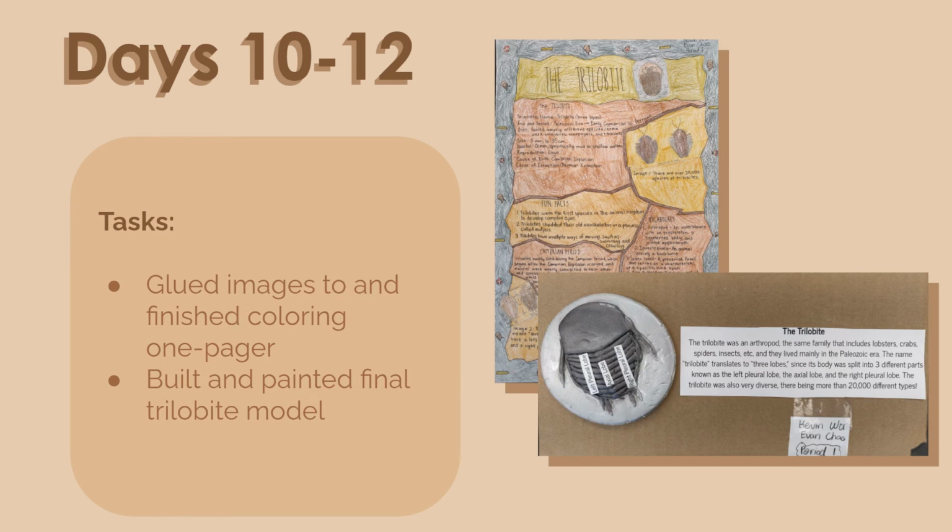As I just said, I spent these days sculpting and painting a new model that you can see in the image on the right, and I was much happier with this final product compared to my original model. After I finished my model, it was just about the end of the week as well, so Kevin decided to take the one-pager over the weekend to finish the outlining and coloring. And with those two things done, our project was officially complete.